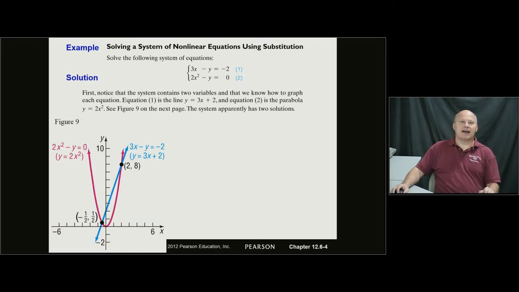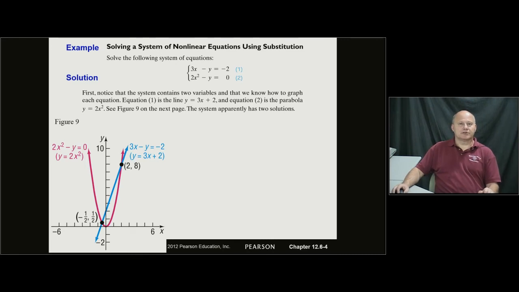You have the line, which is the blue one, 3x minus y equals negative 2. If you solve for y, y equals 3x plus 2, so the y-intercept is 2 and the slope is 3. Now the parabola is 2x squared minus y equals 0. That's the one in pink. So it's going to be y equals 2x squared, with the vertex at the origin.